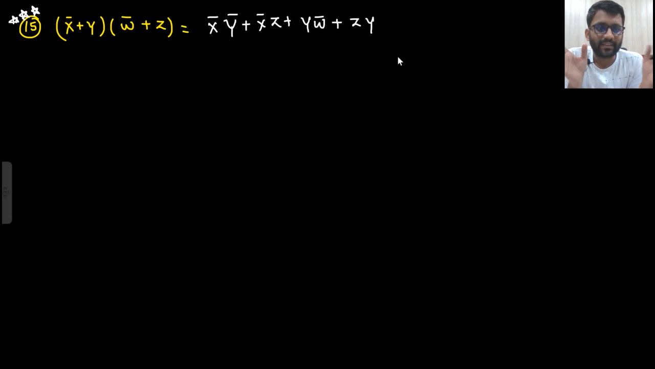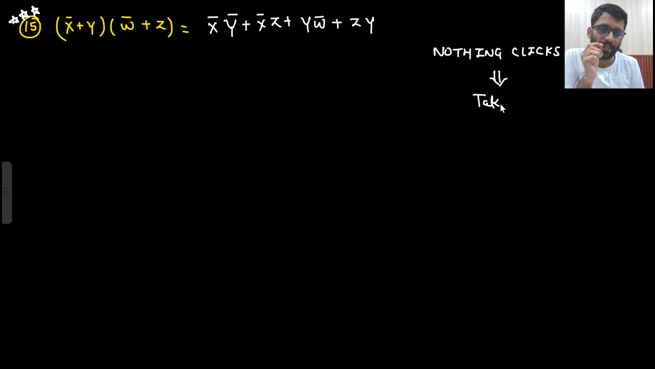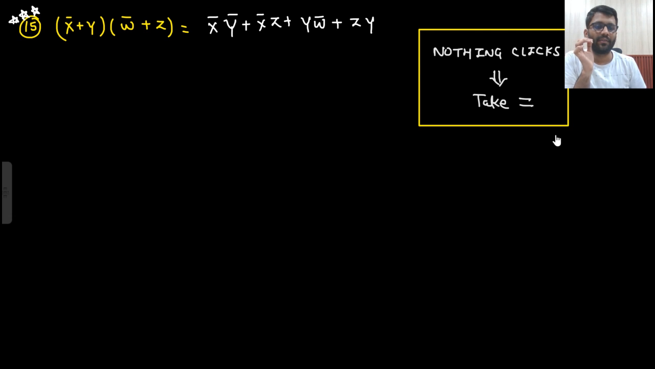So if nothing clicks, then take the double bar. What did I say? If nothing clicks, take double bar. That you need to take. Look, this is not the form I want. If I do this thing, this is becoming more complex, and the other way I thought is taking me 7 possible cases. So if nothing is clicking, I will take double bar.